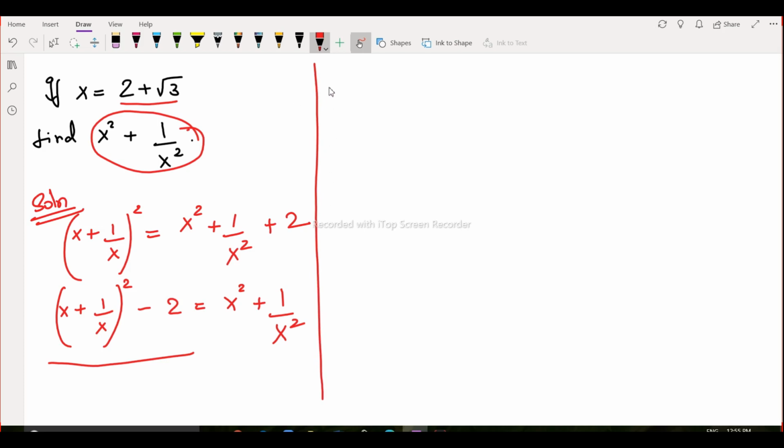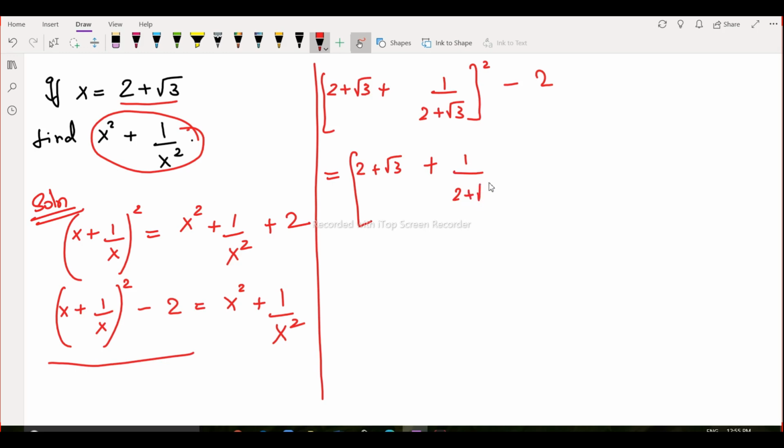For x, I'll write 2 plus root 3 plus 1 by x, which is 1 upon 2 plus root 3, the whole square, minus 2. Now 2 plus root 3 in the numerator is fine. We don't need to rationalize this. But the denominator, we should rationalize. So for 1 upon 2 plus root 3, I'll multiply and divide by its conjugate, or the rationalizing factor. I'll multiply by 2 minus root 3 upon 2 minus root 3, the whole square, minus 2.